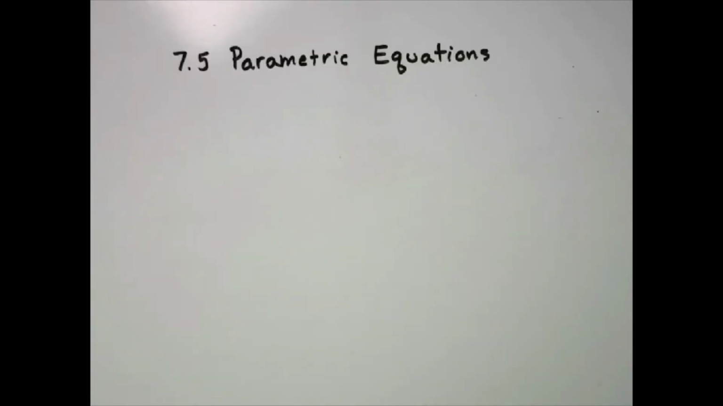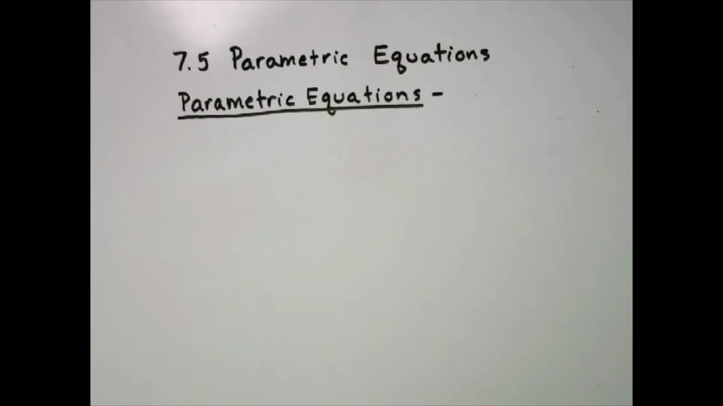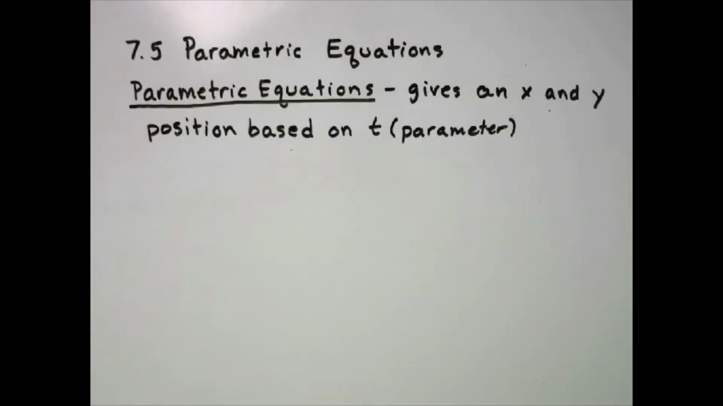Today we're going to be talking about something called parametric equations. So let's go ahead and define parametric equation. Parametric equations give an x and a y location or a position based on time t, or just the variable t, which is called the parameter.